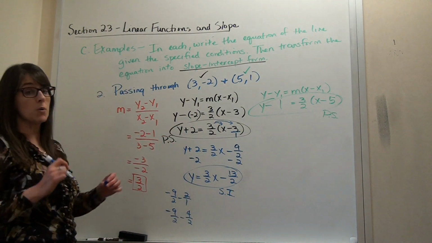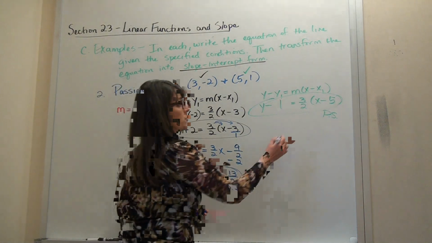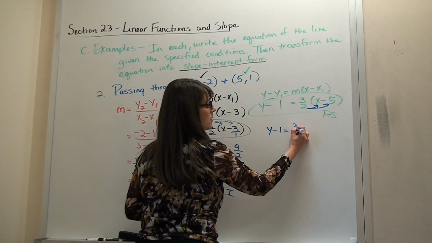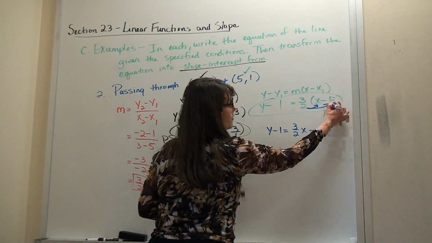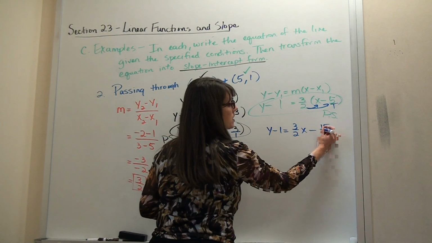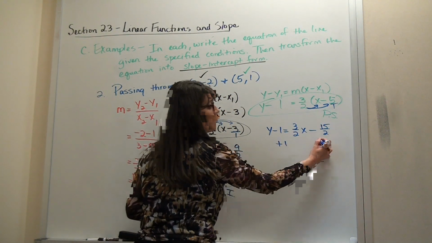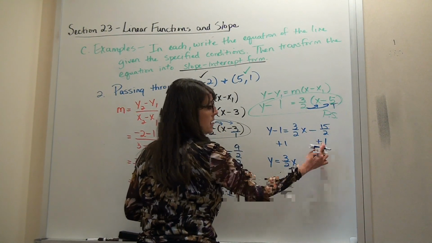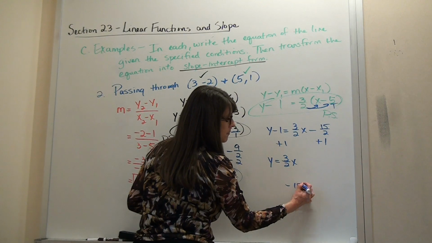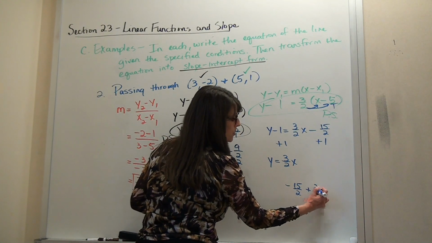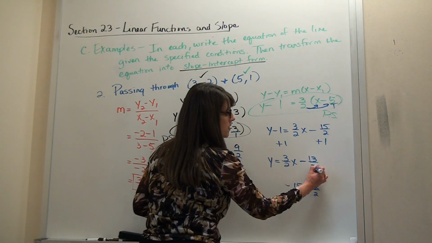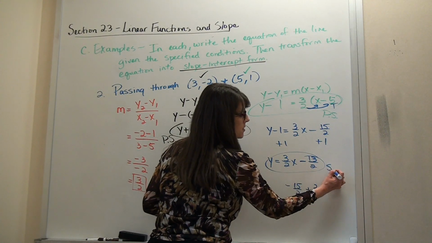Now, if I take this one and rearrange it into slope-intercept form, similar idea, let's distribute through. I get a 3 halves x minus, put the 5 over a 1, so I get a negative 15 over 2. I'm going to add the 1 to both sides. I'm going to get a 3 halves x. Now, I need to, again, get that common denominator of 2 over 2, and negative 15 over 2 plus 2 over 2 is a negative 13 over 2. And that's going to be slope-intercept.